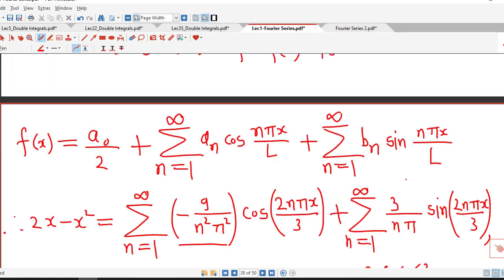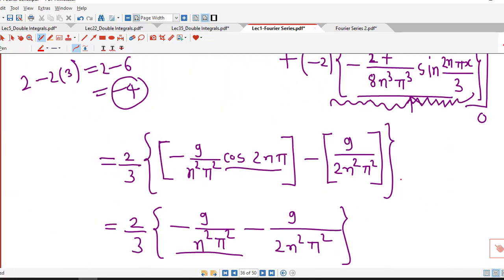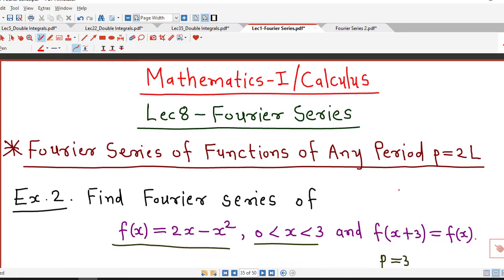So I think now you are able to find out Fourier coefficients for functions of any period L, any period 2L.